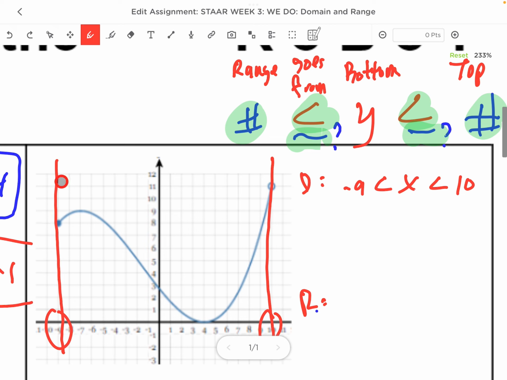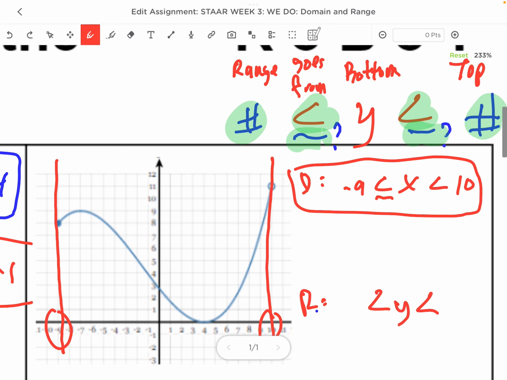This one has a shaded at the negative 9, so we're going to add a line. This one has an open, so we're going to leave it just like that. That's it. Range: once again, range is going to have the y value in between. We said these always go to the left. We said it's from bottom to top.